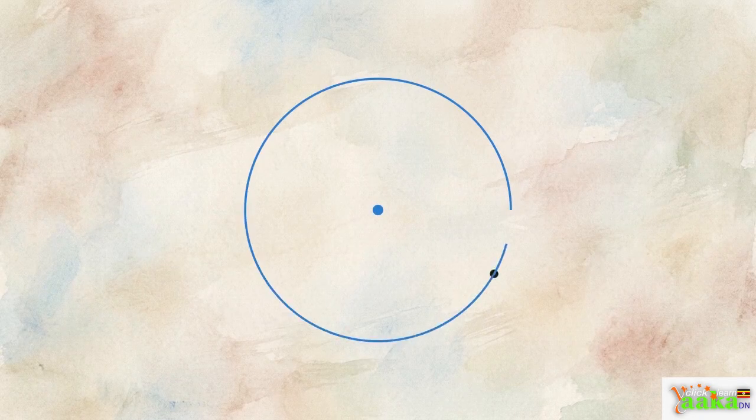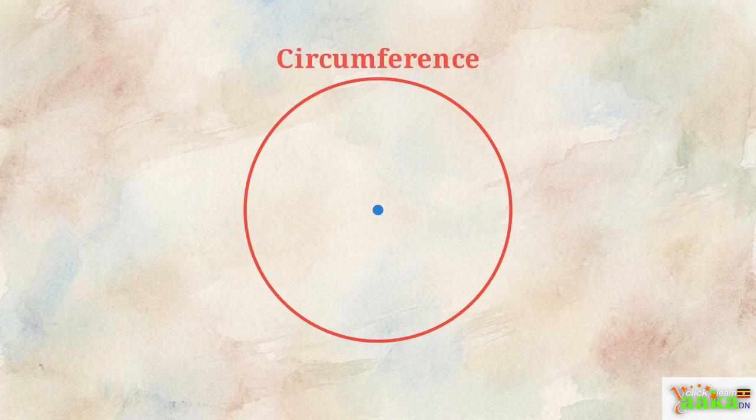To draw a circle, start with a fixed center point and create a perfectly continuous curve. Every point on its circumference must be the exact same distance from the center. This distance is the radius. Extending it across creates the diameter, exactly twice the radius.